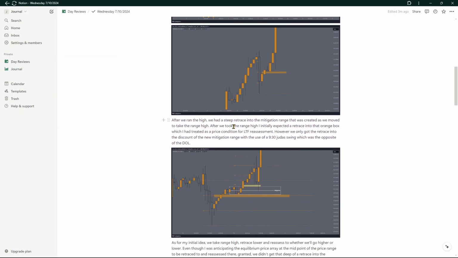So after we ran the high, we had a steep retrace mitigation that was created as we moved to take the range high. After we took the range high, we should expect to retrace the orange box, which I took as a price condition for lower time frame assessment. However, we only got the retrace into the discount over the mitigation range with the use of the 9:30 Judas swing, which was the opposite of the drawn liquidity.